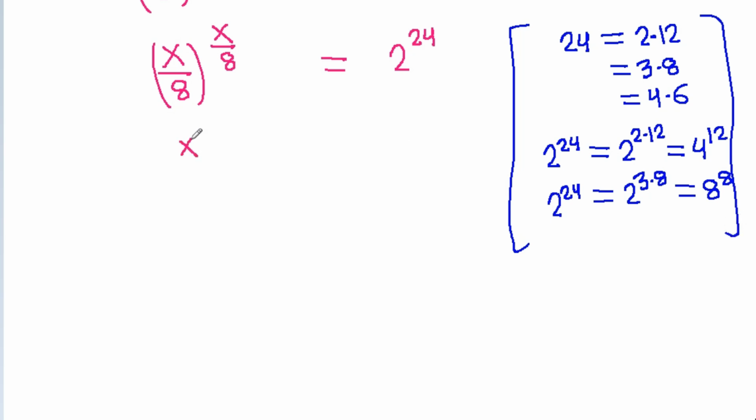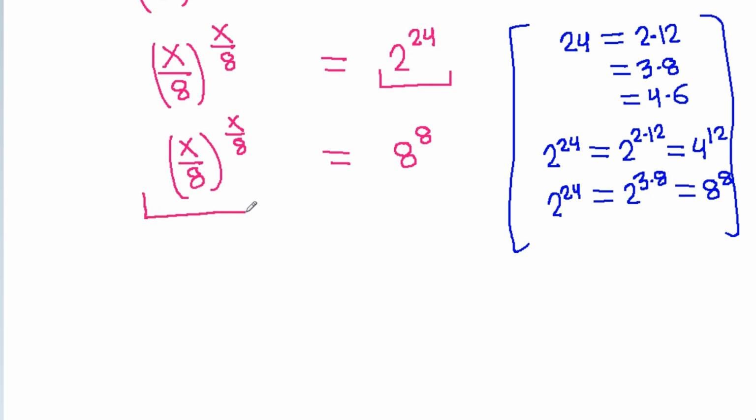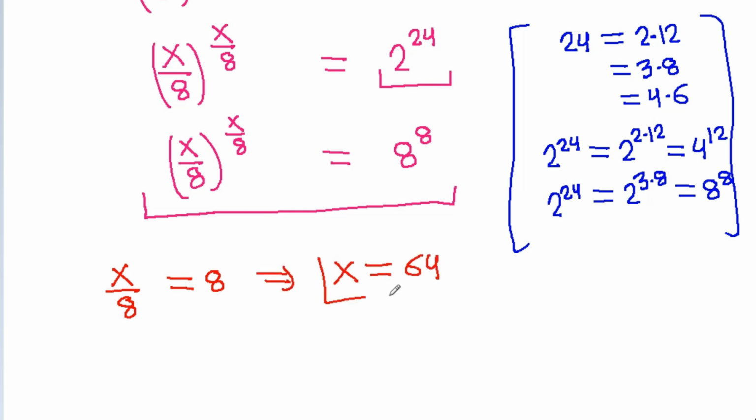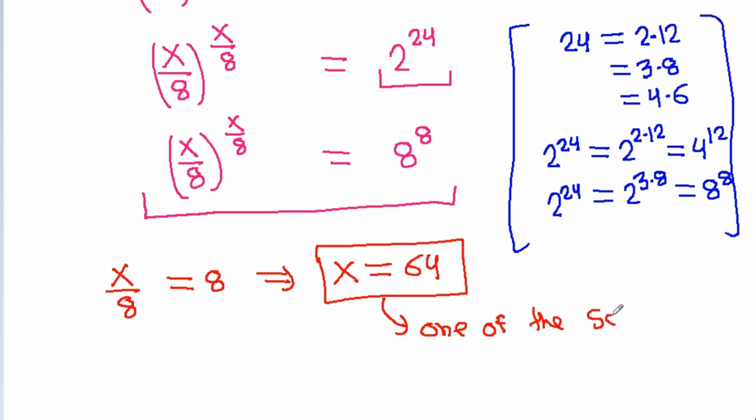So we get (x/8)^(x/8) is equal to 8^8. So if we compare both sides of the equation, then we can get x/8 is equal to 8. That means x is equal to 64. So it is one of our solutions.